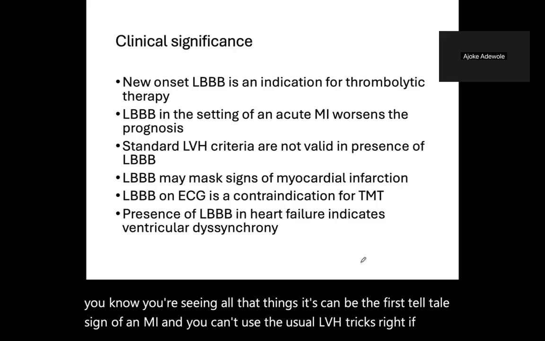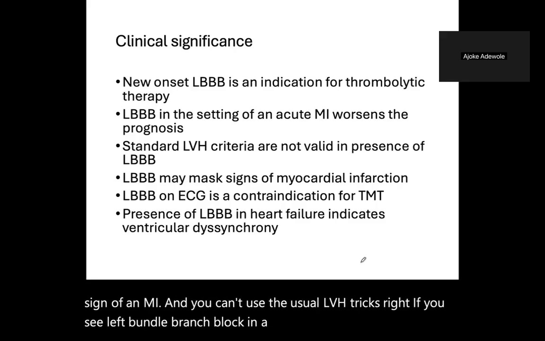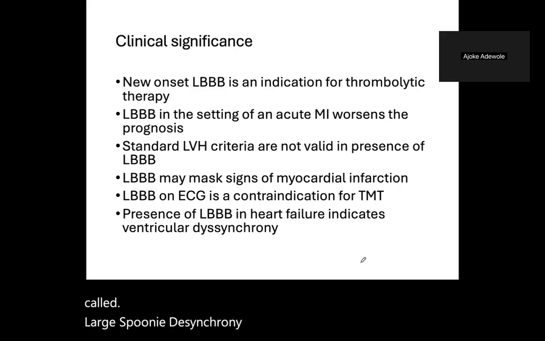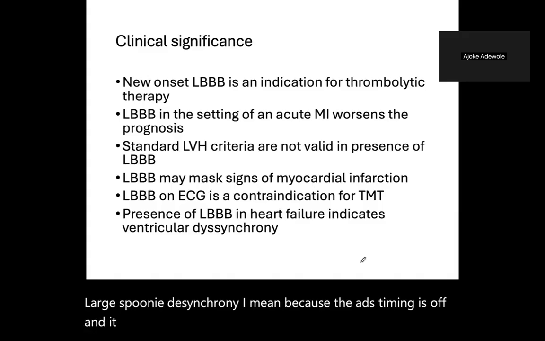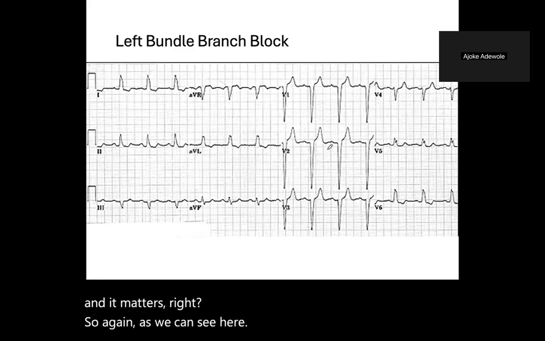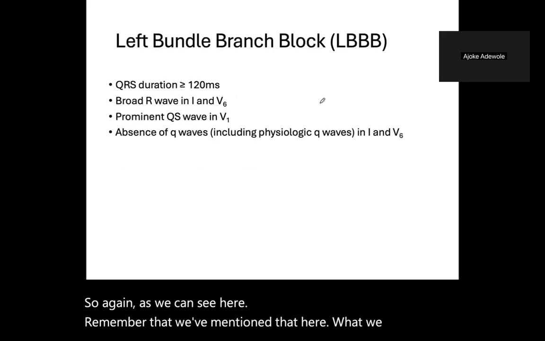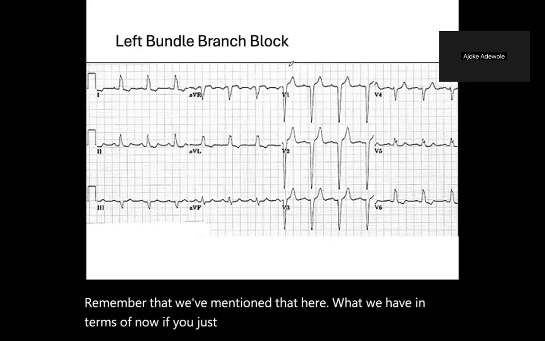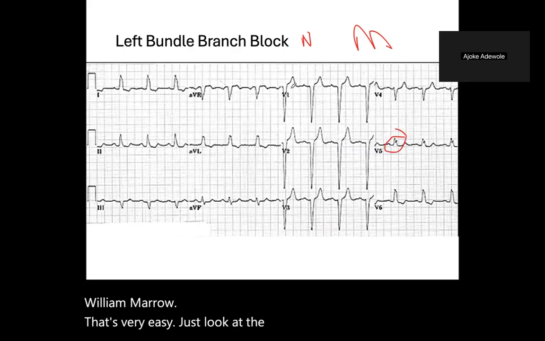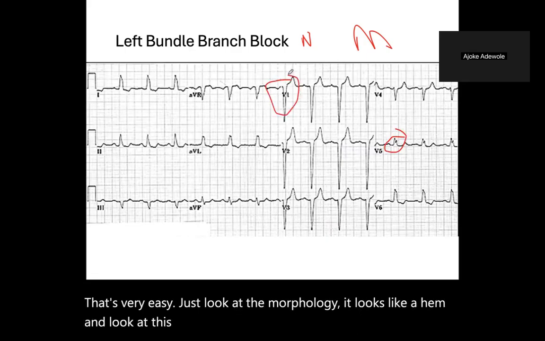If you see left bundle branch block in a patient with heart failure, it's called ventricular desynchrony, because the heart timing is off and it matters, right? So again, as we can see here, if you just wanted to look at it in terms of the William Marrow, that's very easy. Just look at the morphology, it looks like a W, and look at this one, it looks like a W, right?